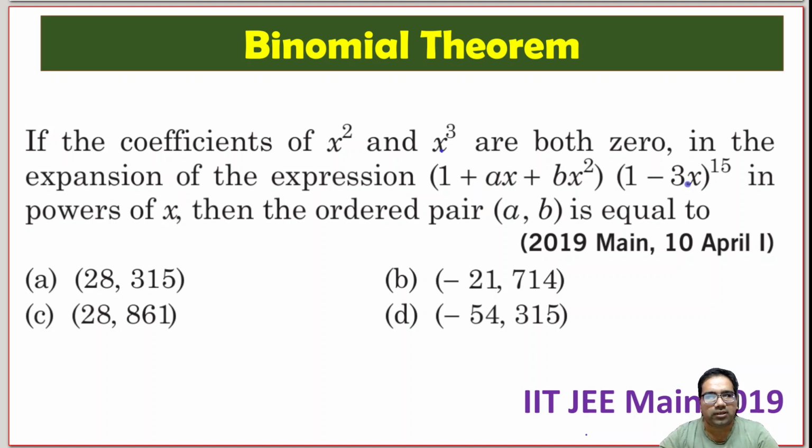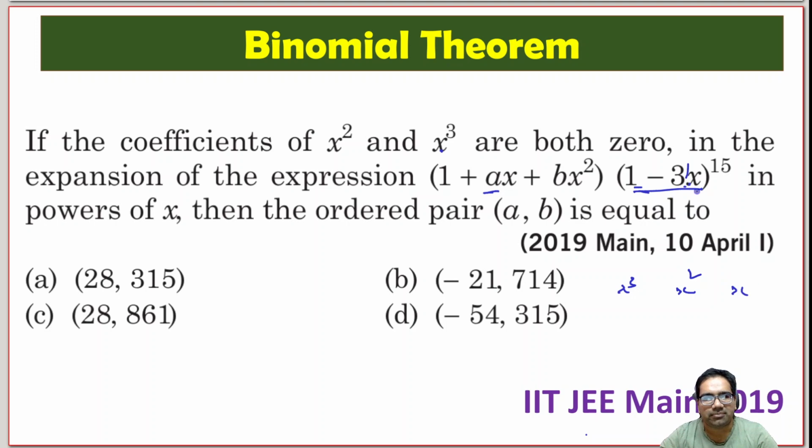So x cube, you can come directly here. (1 - 3x)^15 will have x power 0, x power 1, x power 2, x power 3 up to x power 15. So it can come directly in the form of x cube here, right? Then 1 into this x cube, or whatever x square is coming, that coefficient of x square into this a will still make it x cube, right?